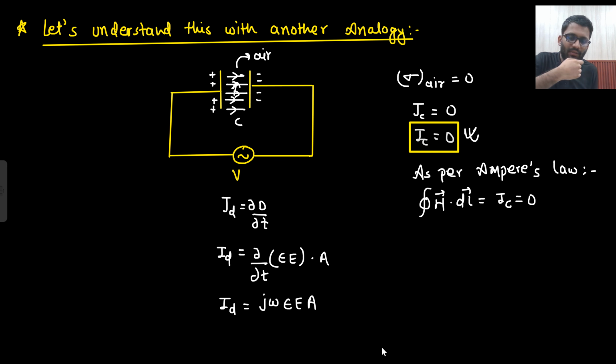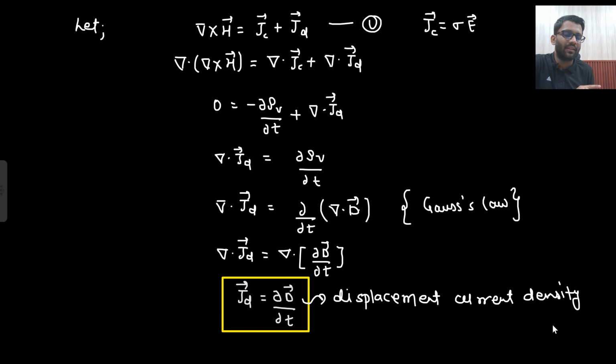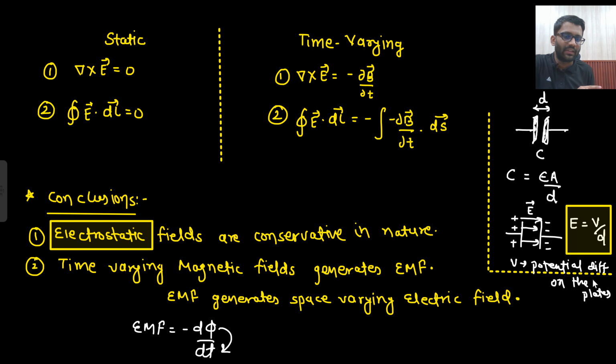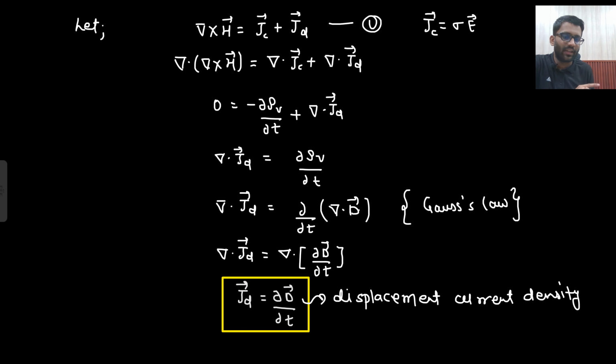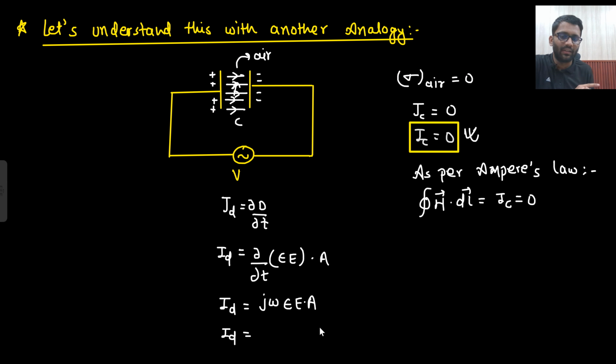Into A. J omega epsilon E into A. Is that clear? So ID. What did I teach you? E is equal to V by D, in the previous lecture. So can I replace this? E is equal to V by D. So J omega epsilon into A into V by D. Again, this is not a cross product. This is E equal to V by D. Is that clear to you?